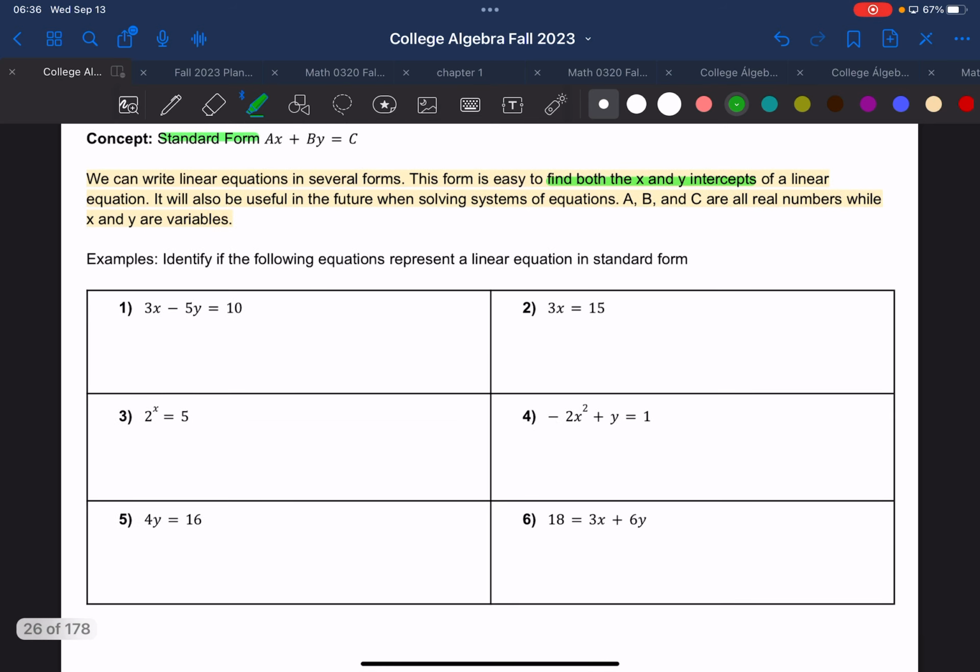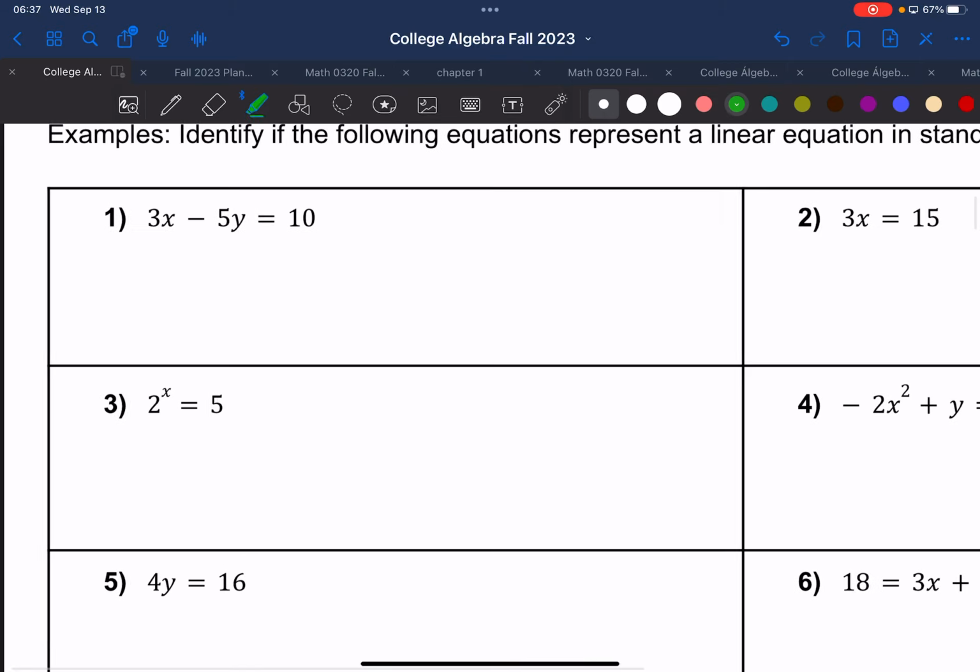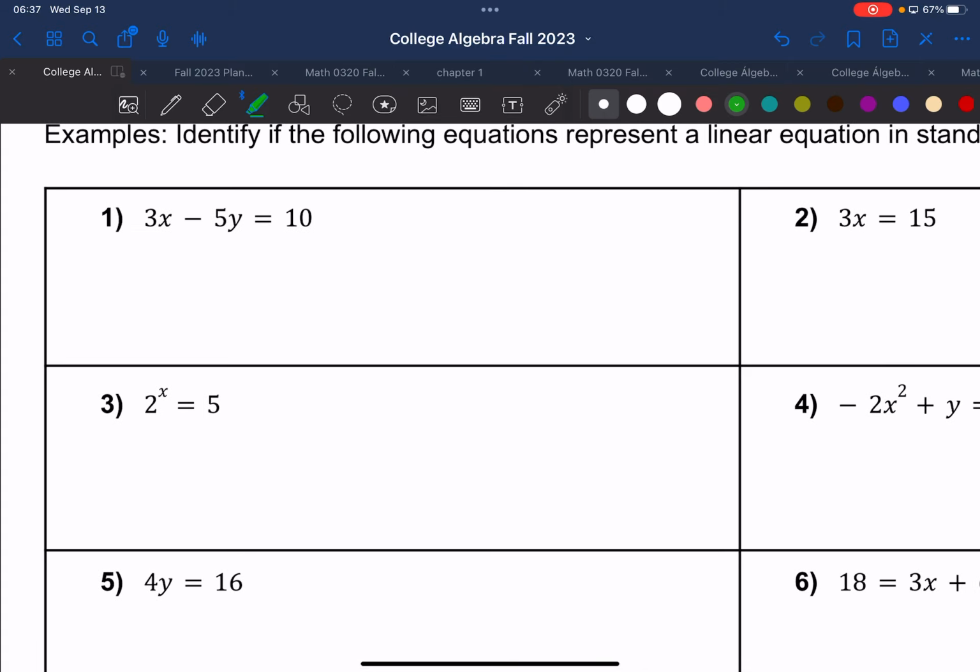So in these examples, we are going to identify if the following equations represent a linear equation in standard form. Okay. So we're looking for that ax plus by equals c format. So looking at number 1, we have 3x minus 5y is equal to 10. Do we see our a, b, and c in that form? Yep, so that means this one is in standard form.